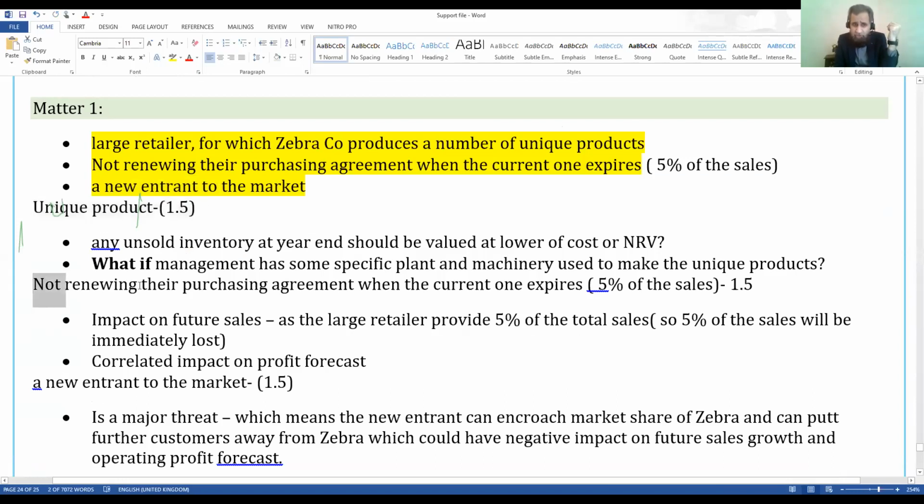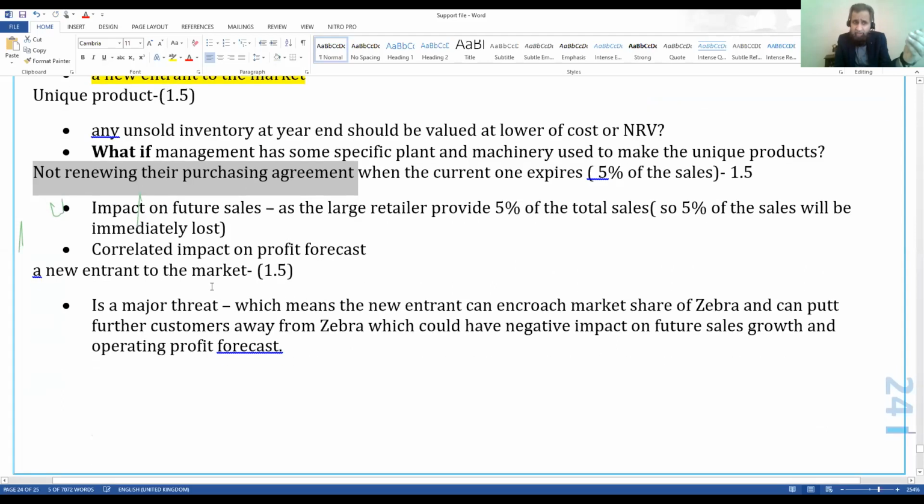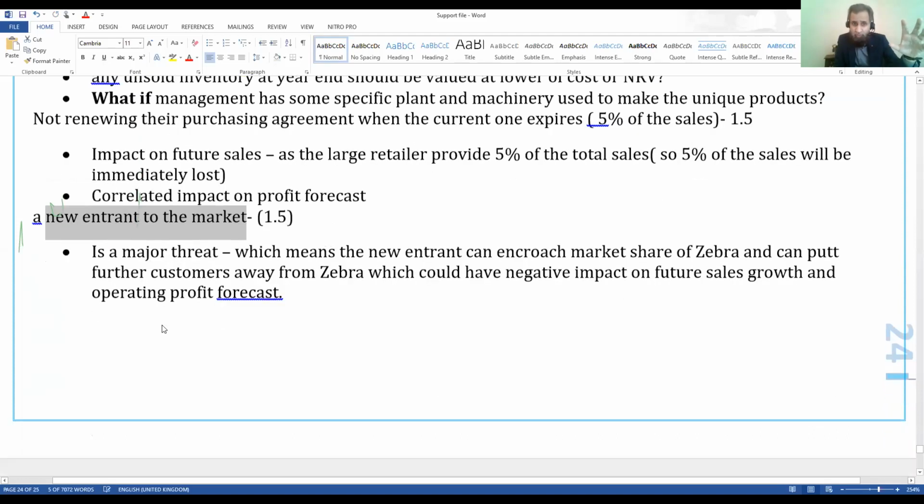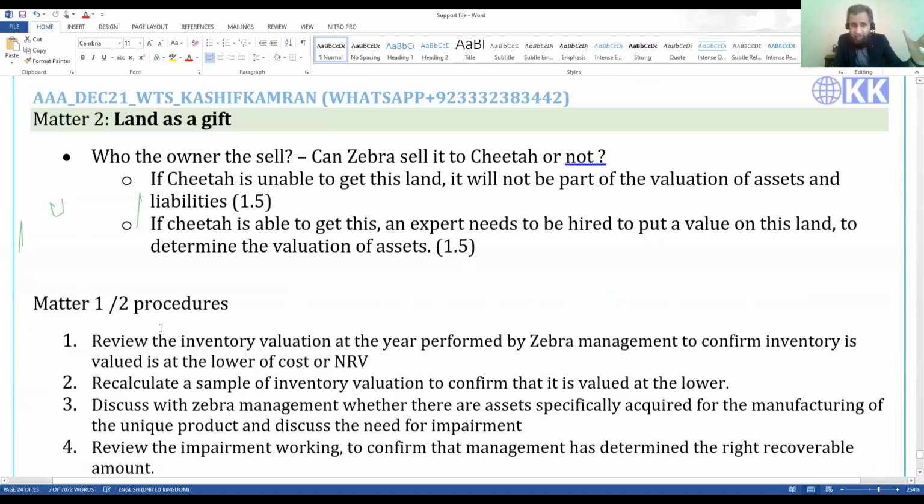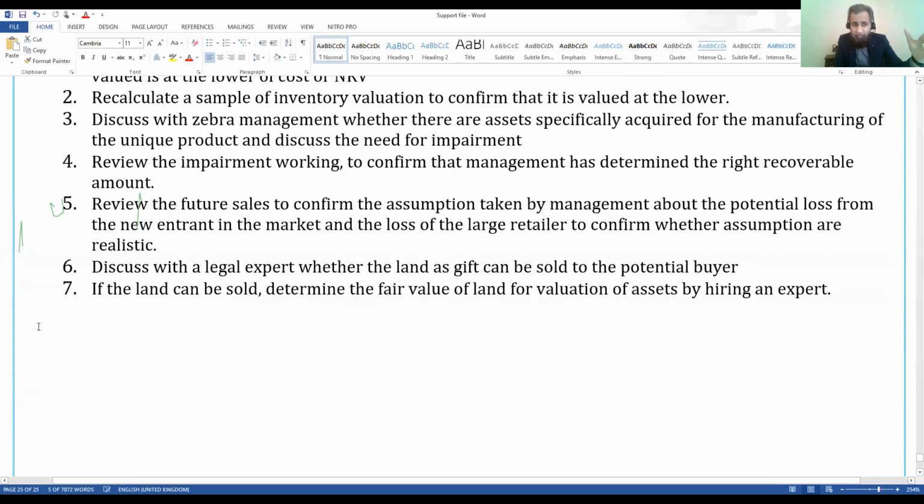Not renewing their purchasing agreement: what procedure should I make for not renewing the purchasing agreement? A new entrant in the market: what procedure should I make for a new entrant in the market? These are facts in the case, right? And I've been very vocal in my previous webinars that you have to pick the procedures from the case information. I always tell that to my students. Something is happening in the case, and you have to determine the procedures around it.